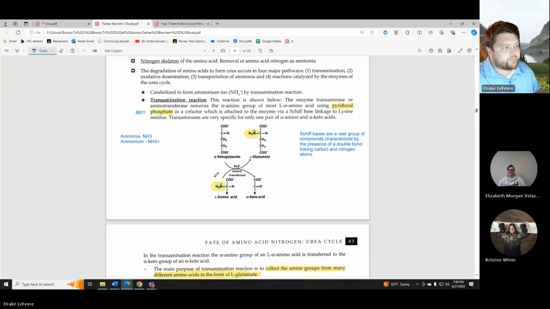that nitrogen to give us our carbon skeleton or a keto acid to then be able to go off and do what we need with it. But we have to get rid of that nitrogen somehow. The best way to do that is through this transamination reaction, where we use the aminotransferase enzyme to remove it off of one amino acid. We stick it onto an alpha ketoglutarate. Alpha ketoglutarate is typically coming from that Krebs cycle that's going on.